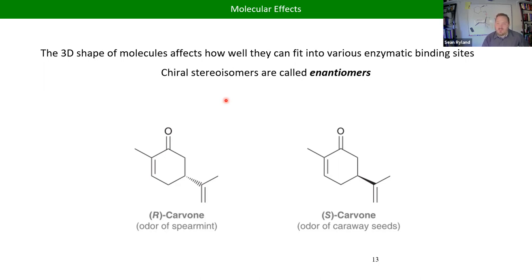And so that really affects the biochemistry of these molecules. For instance, the classic example is carvone, which is this molecule here, which has a right-handed and a left-handed isomer. The right-handed isomer, called R-carvone, is the molecule that smells like spearmint. The left-handed molecule doesn't smell anything like spearmint. It smells like caraway.